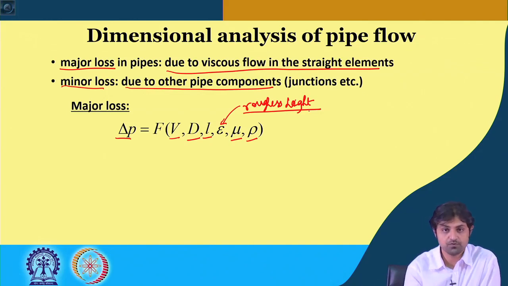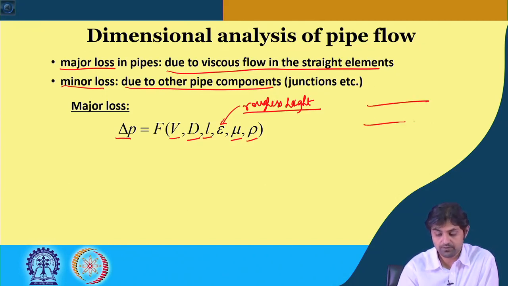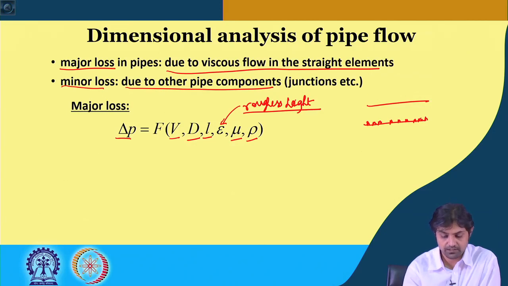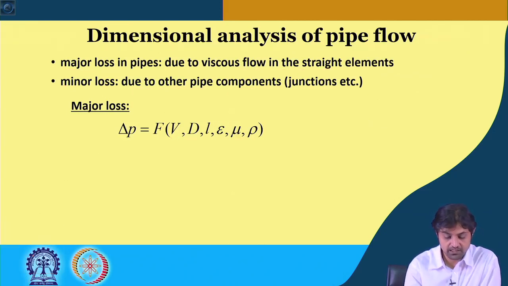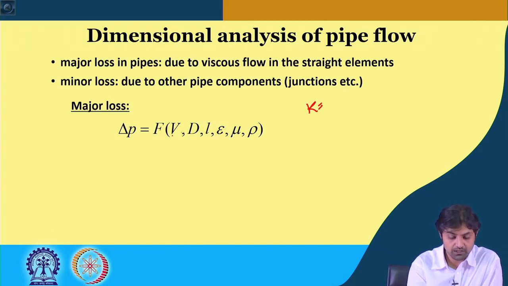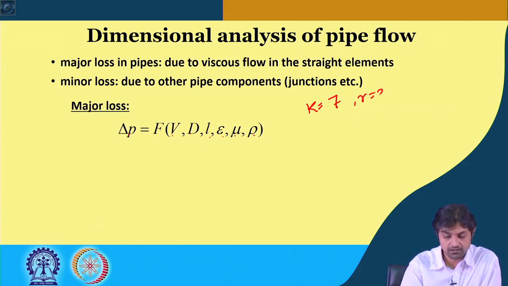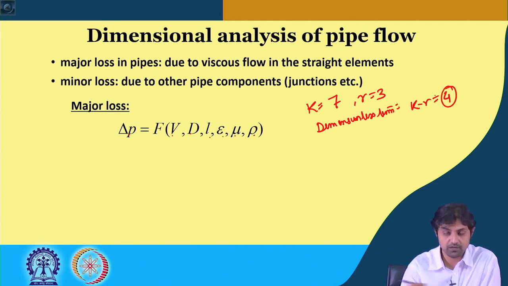Earlier we said that the pipes were smooth, there were no roughness elements. So in principle there are roughness elements like this. All right. So if we do the dimensional analysis, then we first write down k, how many: 1 2 3 4 5 6 and then 7, and r is 3. So how many dimensionless terms? K minus r, we are going to get 4 dimensionless terms.